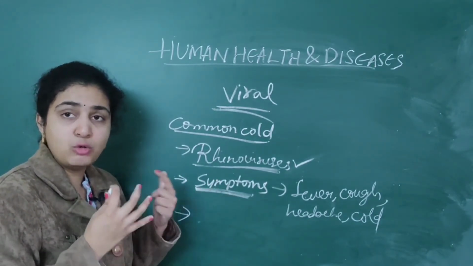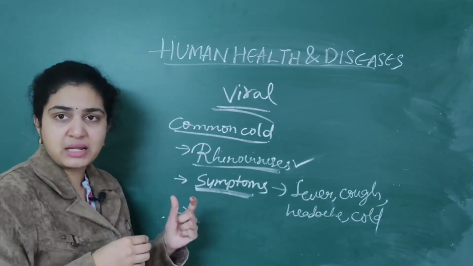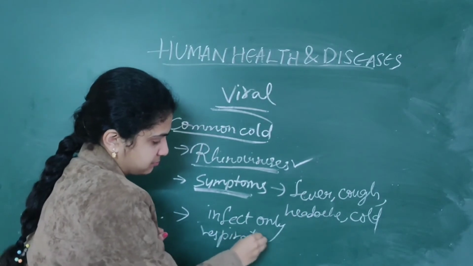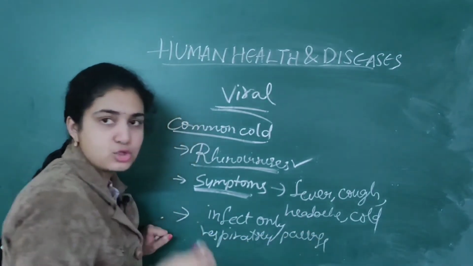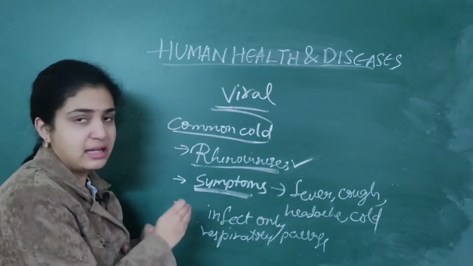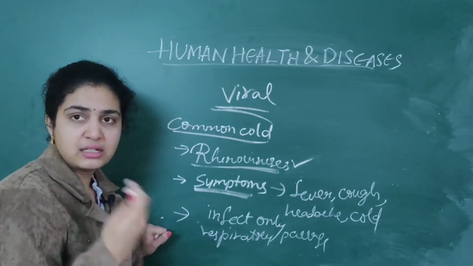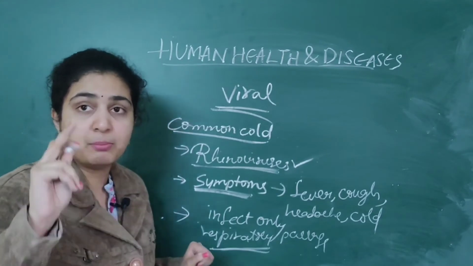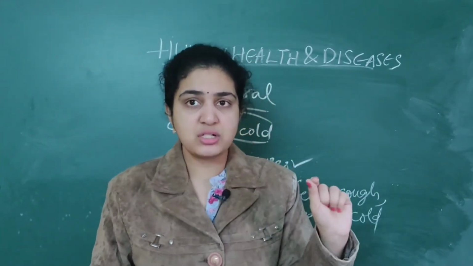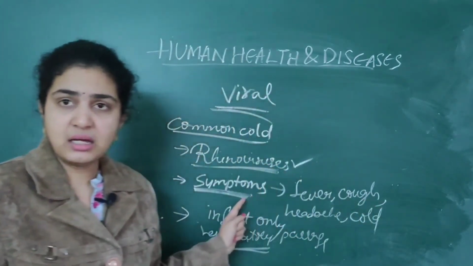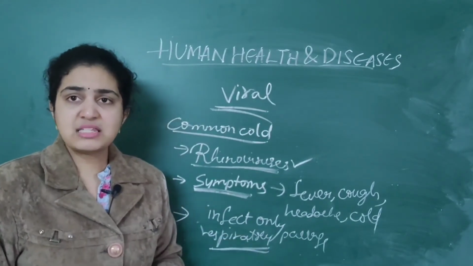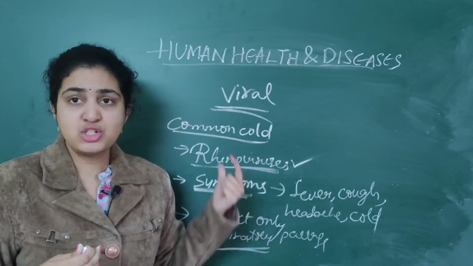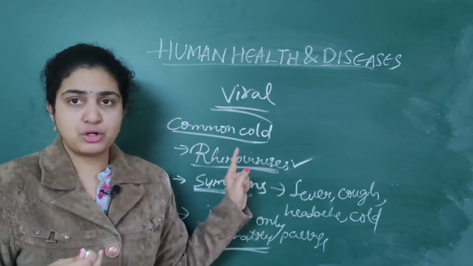The important differentiation between pneumonia and common cold is that common cold infects only the nose and the respiratory passage. The lungs are not affected, but in pneumonia the lungs are directly affected. Normally everyone suffers from common cold due to change of season. So it is caused by rhinoviruses and infects only the respiratory passage but not the lungs. This is the important point which you should remember.